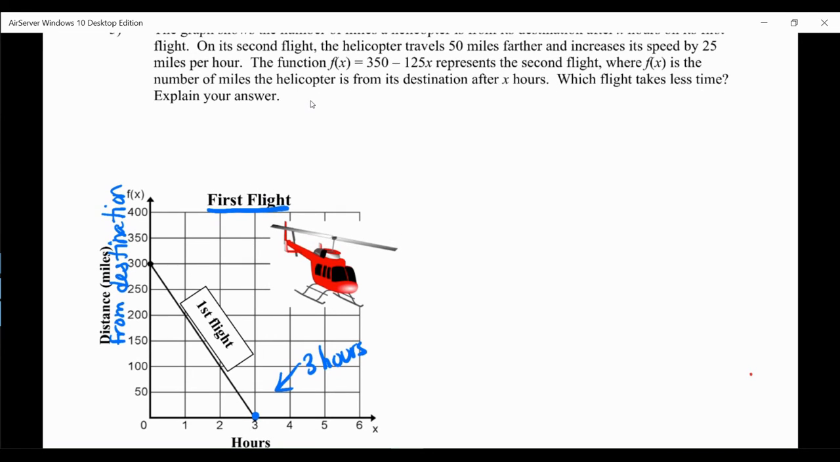On the second flight, a helicopter travels 50 miles farther and increases its speed by 25 miles an hour. That's just information about the function they're providing. So the second flight is given to us as a function as opposed to a graph.